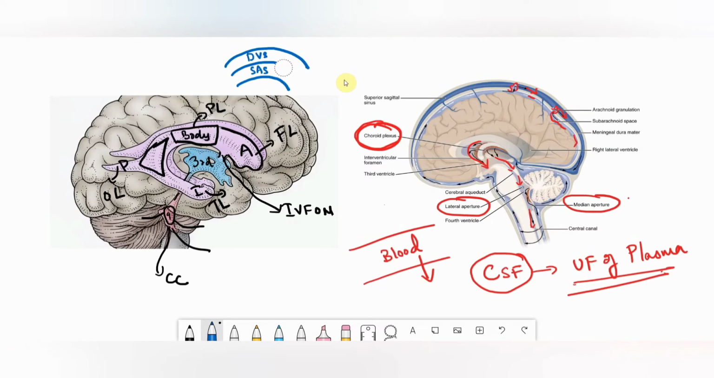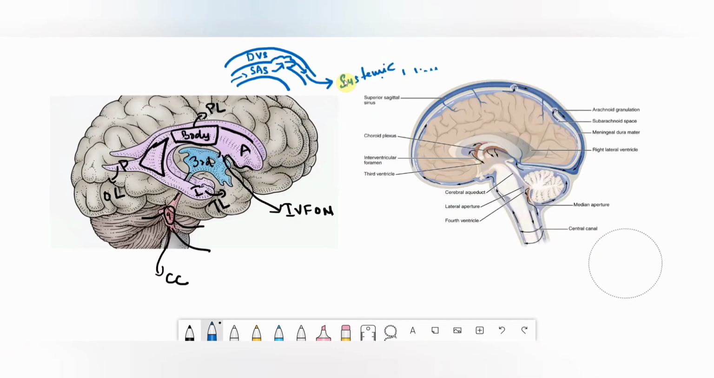Within the subarachnoid space, you have these granulations, and we already know that the CSF flows within the subarachnoid space. Through these granulations, the CSF is going to exit into the dural venous sinuses, where it enters back into the systemic circulation. Now, why is it important for the subarachnoid space to drain the excess CSF? It is to maintain the amount of CSF within your cranial cavity or within the ventricles.